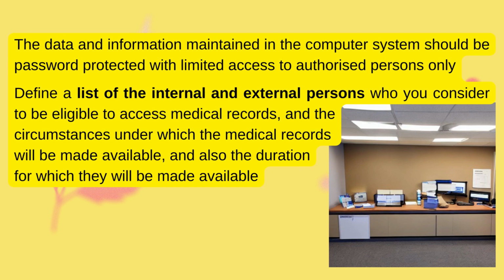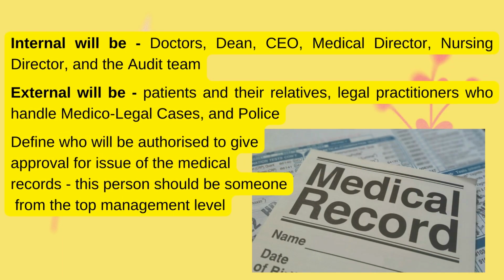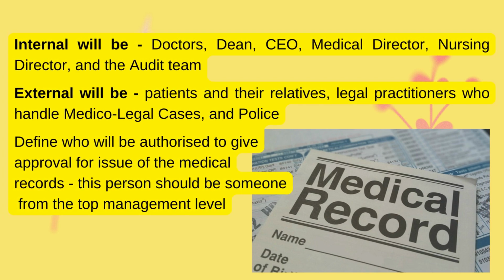Define a list of the internal and external persons who you consider to be eligible to access medical records, and the circumstances under which the medical records will be made available, and also the duration for which they will be made available. Internal will be doctors, dean, CEO, medical director, nursing director, the audit team. External will be patients and their relatives, legal practitioners who handle medico-legal cases, police. Define who will be authorized to give approval for issue of the medical records. This person should be someone from the top management level.